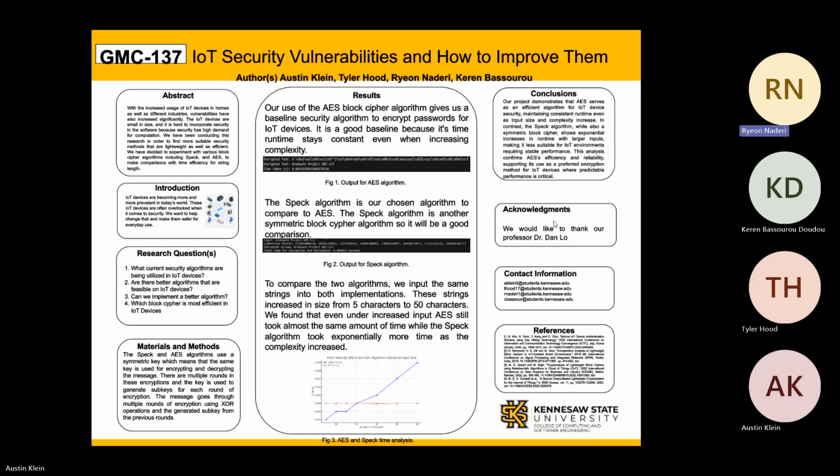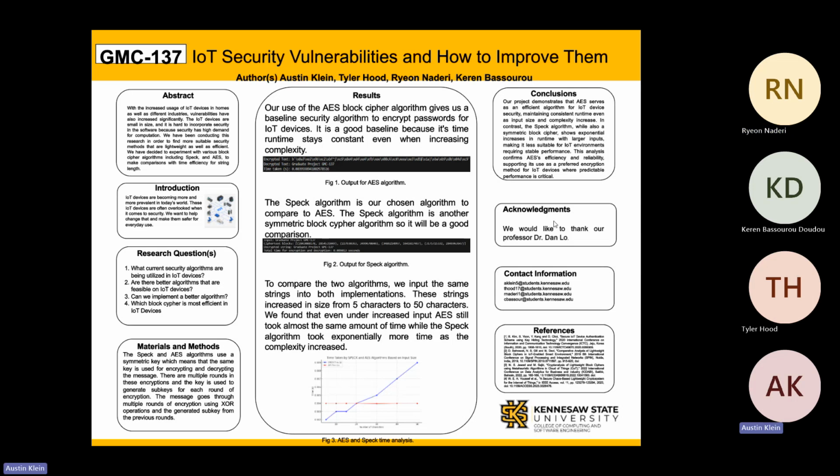So the SPECK and AES algorithms are what we use, and these are both symmetric. So that's one key that does encryption and decryption, and they both have multiple rounds of message encryption. So it'll generate a subkey that's being used to encrypt each round.